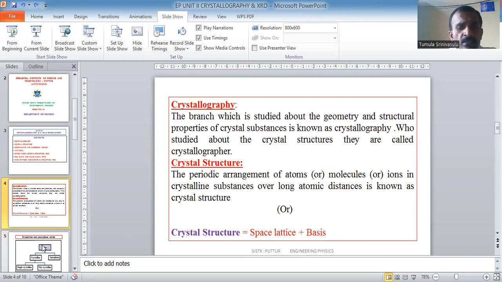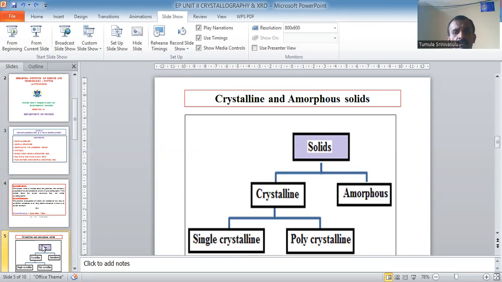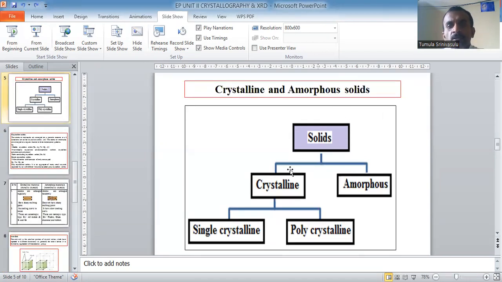Students, generally solids are classified into two broad categories. One is crystalline, another one is amorphous. Again, crystalline materials are classified into single crystalline and polycrystalline.